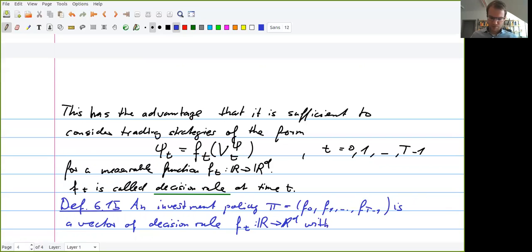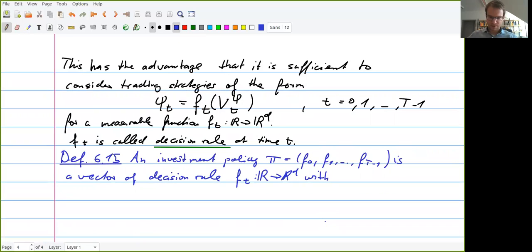And now, it won't surprise you, for further notation, each of these is a function depending on x. And this decision rule tells me how much money I want to invest in this risky asset, depending on the capital I have at time t.